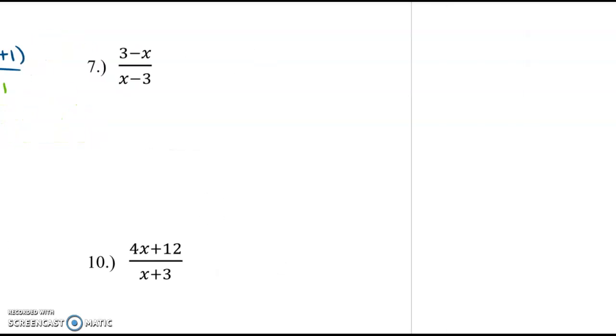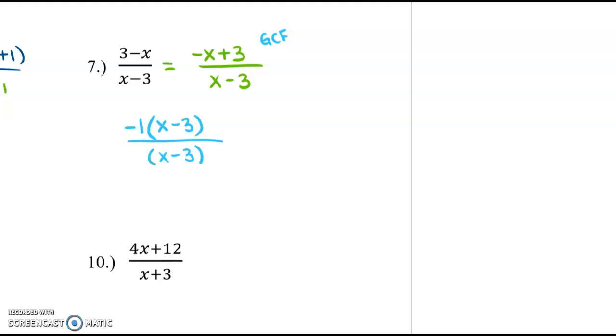All right, the first one, these look very similar. They're not the same, but they look very similar. Looking at the top one, write it in standard form. So if I write it in standard form, it's negative x plus 3 over x minus 3. For them to be the same, I need to factor out a GCF here because I have a leading coefficient that's a negative. So if I factor out a negative 1, it leaves me with x minus 3. And then the bottom, if I put that in parentheses, it's x minus 3.